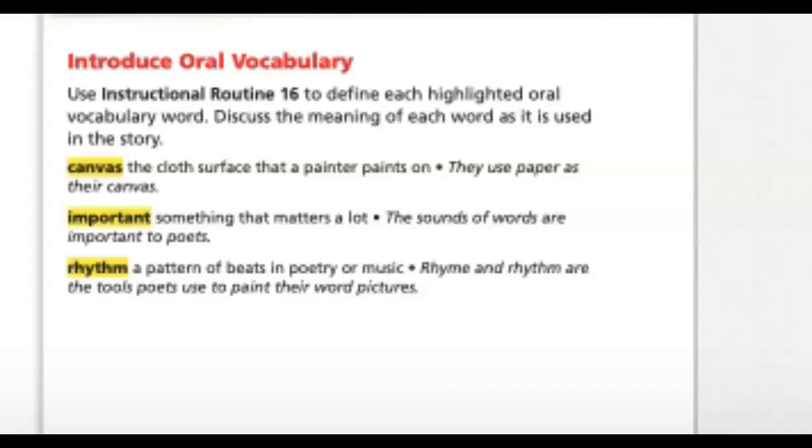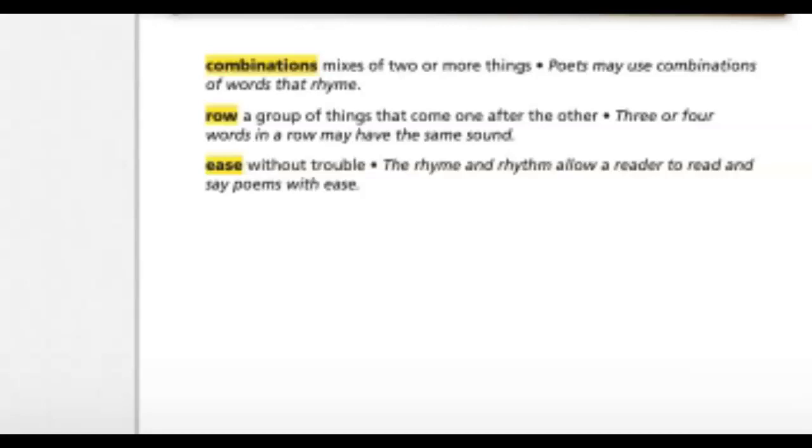So far we have gone over the vocabulary words canvas, important, and rhythm. Let's go over the rest of them. The next vocabulary word we're going to go over is the word combinations. This looks like a pretty long word, but you say it combinations. Everyone say combinations. Combinations are mixes of two or more things. In our story, the word combination is used when it says poets may use combinations of words that rhyme. Combinations.